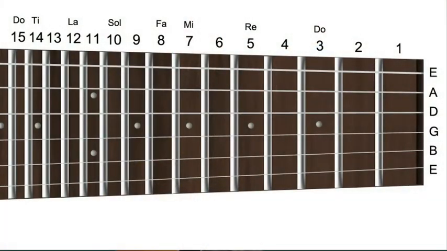Now let me do it for you again, and as I do it, watch how I move on the fretboard. To get from Do to Re, I move up 2 frets. To get from Re to Mi, I move up 2 more frets. To get from Mi to Fa, I just go up 1 fret. To get from Fa to Sol, I go up 2 frets. From Sol to La, 2 more frets. From La to Ti, 2 frets. And then from Ti to the upper Do, just 1 fret.